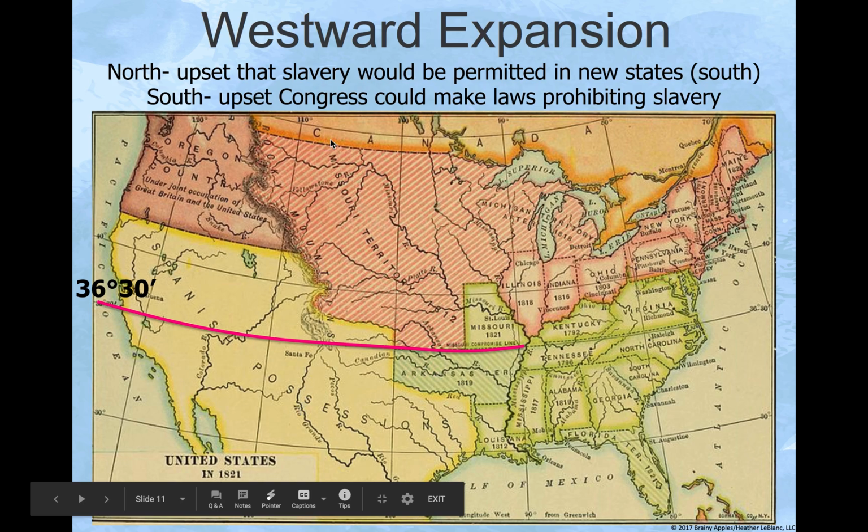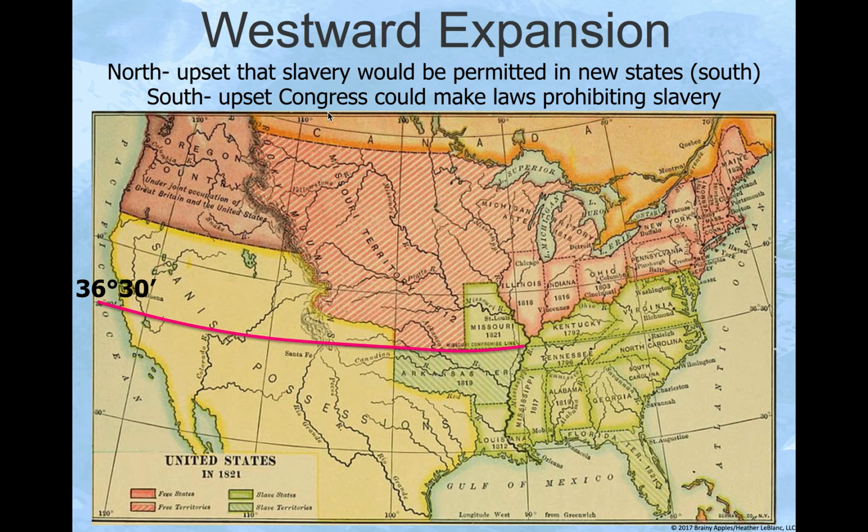But no one was really happy with this, right? The North was upset that slavery would still be permitted in new states in the South, while the South was upset that Congress could make laws prohibiting slavery, right? There would be more free states north, right?